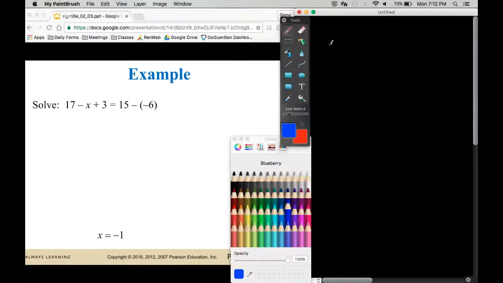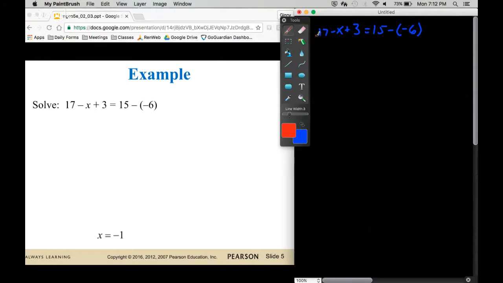So starting immediately into examples, if your original equation in this case is 17 minus x plus 3 equals 15 minus a negative 6, you don't have anything that you need to divide both sides by. So the first thing you're going to want to do is combine like terms, your like terms in this case being your 17 and your 3 on the left side and your 15 and negative 6 on the right side.